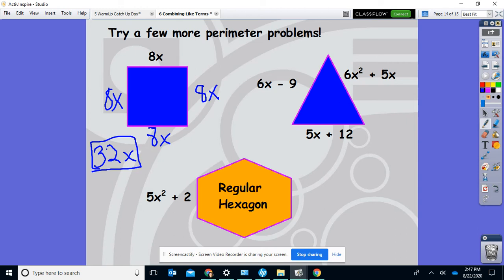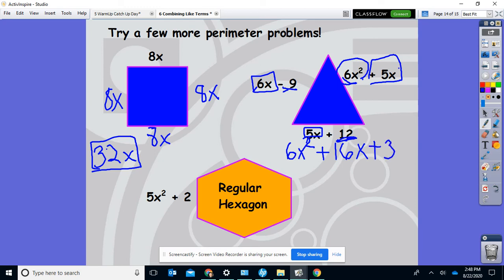All right, let's look at this triangle. I start with my x squared. Are there any other x squares? No, so I'm going to bring down 6x squared, and I'm done with that one. I want to put a square around everything that's got an x. So I've got 6x, 5x, and 5x. That gives me 16x. And I've got 12. I'm going to put a line under my 12 and my -9. So 12 plus -9, or 12 minus 9, gives me 3.